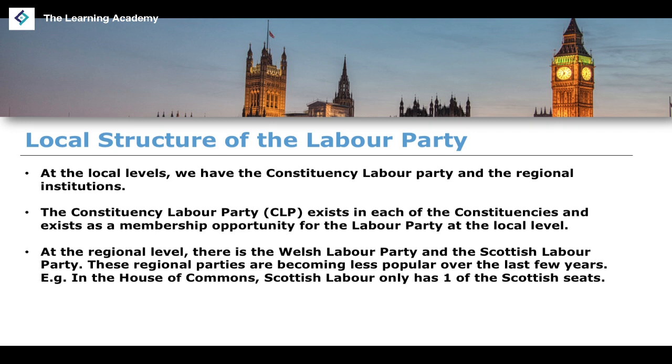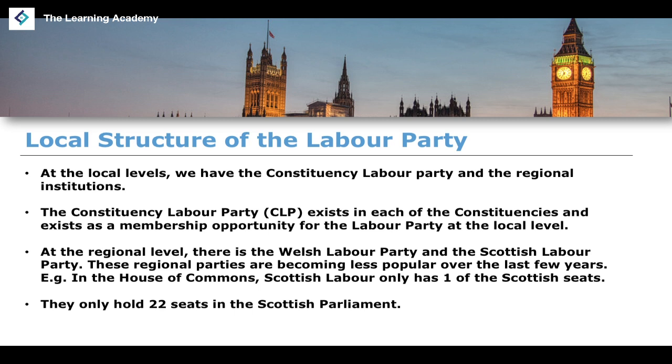At a regional level, we have the Welsh Labour Party, and we also have Scottish Labour. Interestingly, these are regional parties that over the last few years have seen a decline in both membership and electoral success, in terms of the seats they have won. For example, in the House of Commons, only one of the Scottish seats is filled by Scottish Labour. For the most part, when we talk about politics in Scotland, there is quite a heavy domination of both the Scottish Conservatives and mainly the Scottish National Party, the SNP.